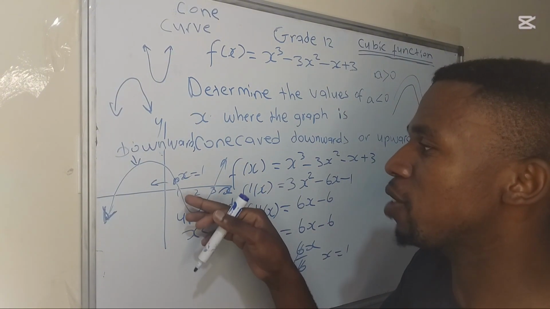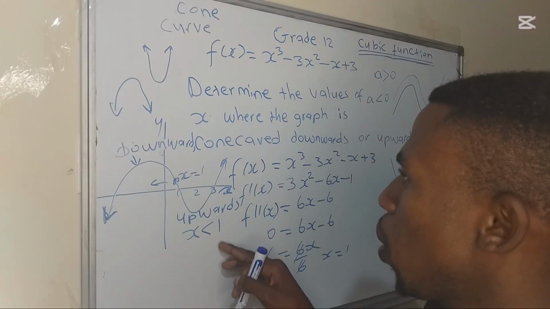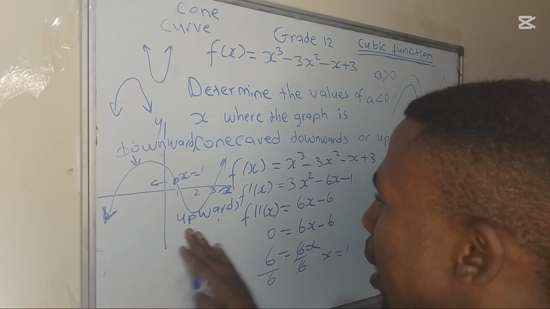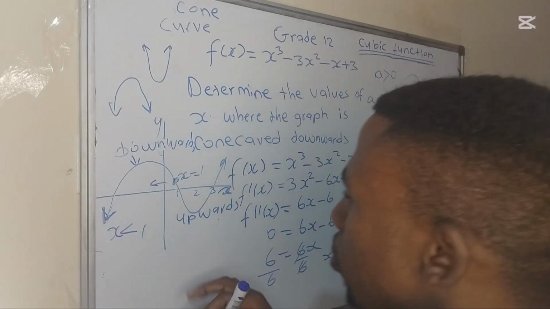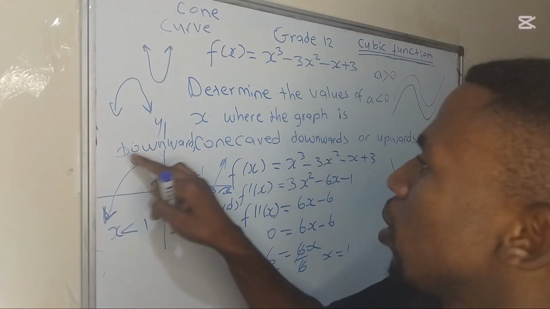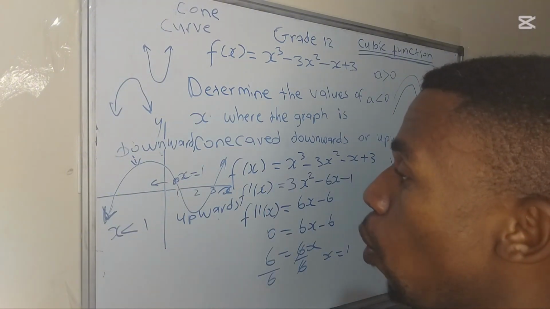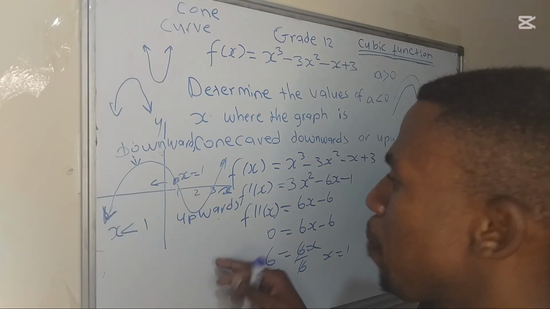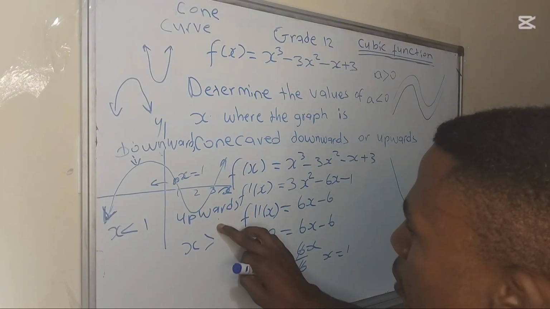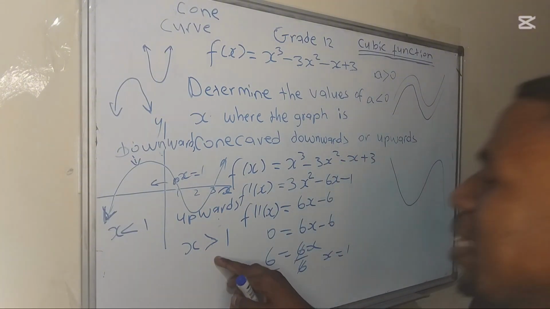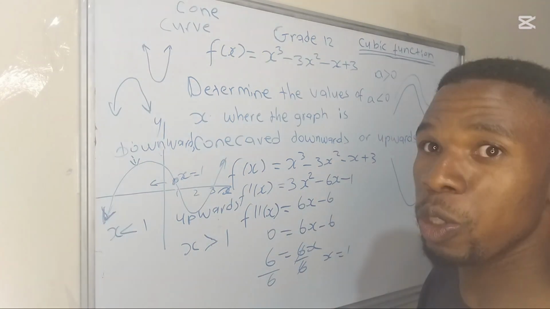So our graph is concaved upwards whereby the values of x are greater than 1. So this graph is concave downwards whereby the values of x are less than 1. But it's also concaved upwards whereby the values of x are greater than 1. From this portion all the way to positive infinity, our graph is concaved upwards.